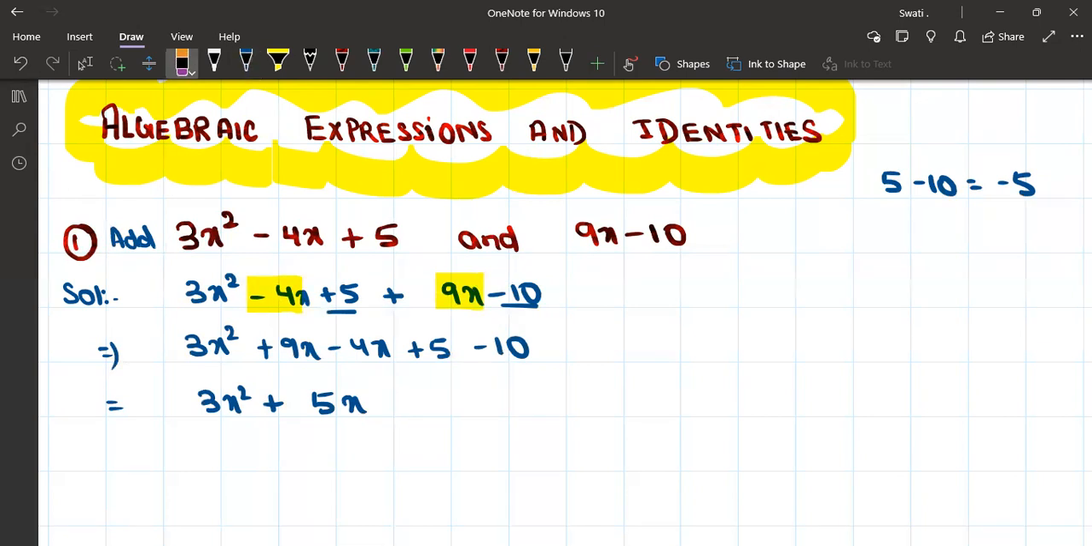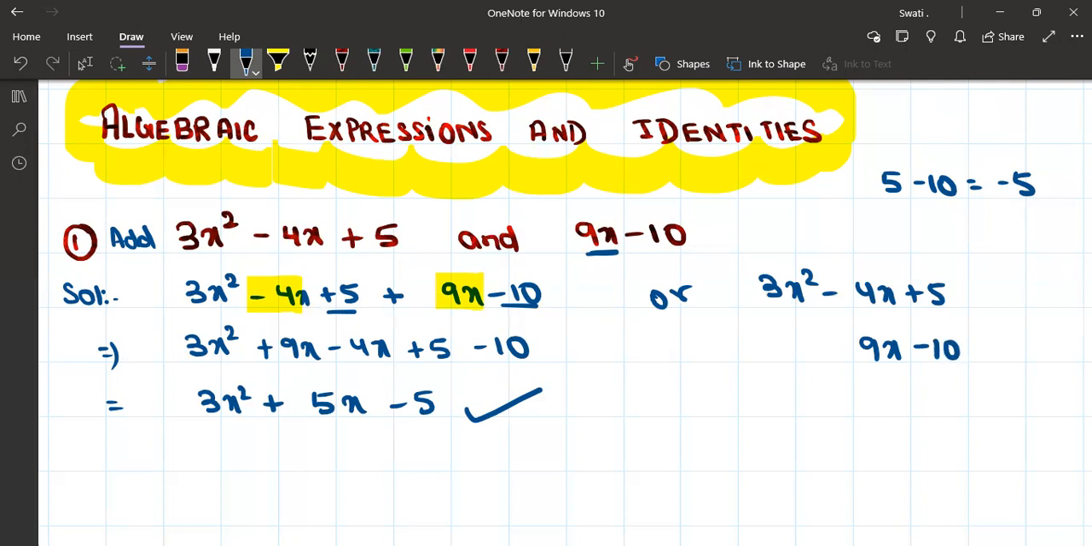So that is why this is going to be 3x squared plus 5x minus 5. This is the answer. Now I'm also going to use the second method, and I'm going to do it here, which is you will write down the first expression and you will write down the second expression, which is 9x minus 10. I'll write 9x here, and then minus 10 I'll write below the constant, that is 5, right? And of course we need to add them, right?